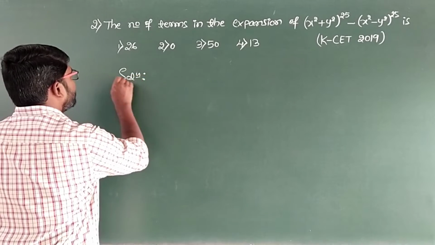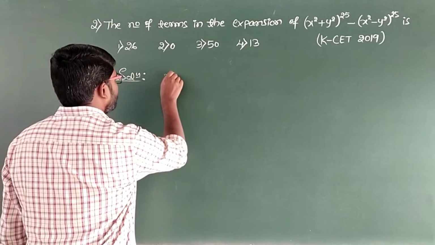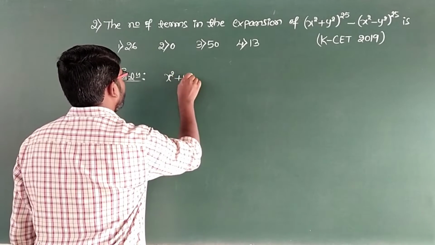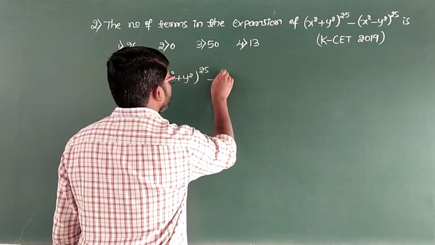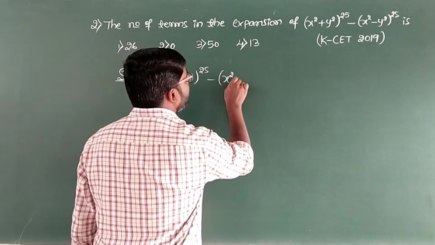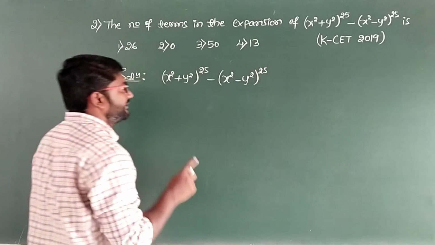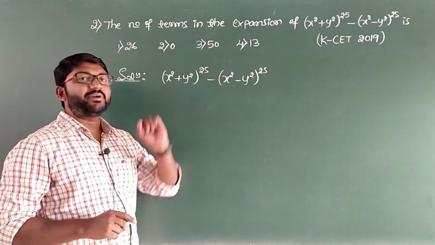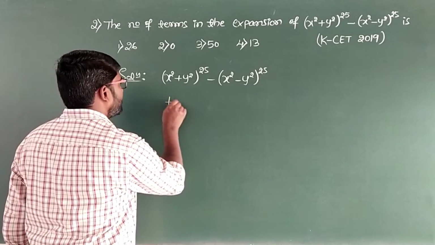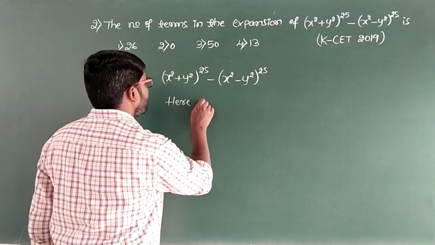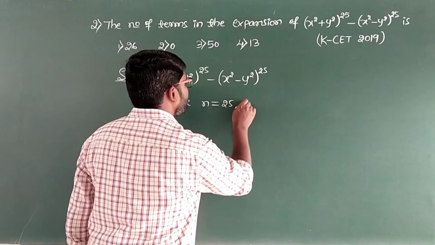So we have given a point regarding this particular problem. So x square plus y square whole to the power 25, then minus x square minus y square whole to the power 25. Here the value of n is 25, which is going to be odd. It is an odd number. So here n equal to 25, which is odd.